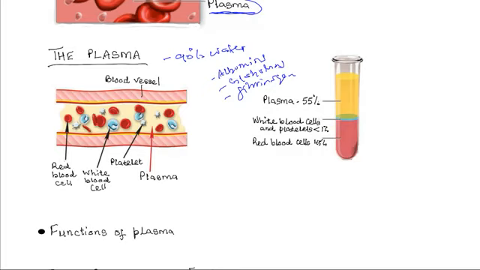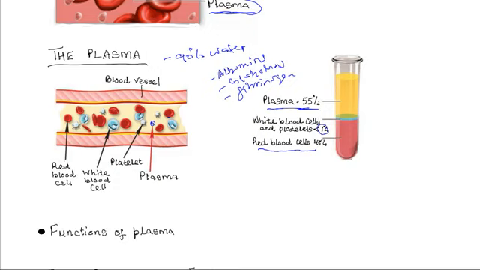So in terms of volume, the plasma constitutes about 55% of the blood. Then the remaining 45% is red blood cells, and only about 1% is made up of white blood cells and the platelets. So within the blood, you have the plasma, in which the other blood components are suspended. Plasma serves the following functions of blood.